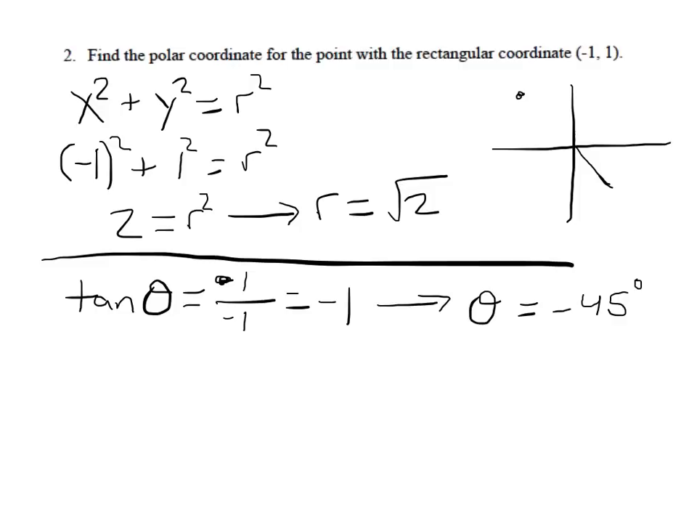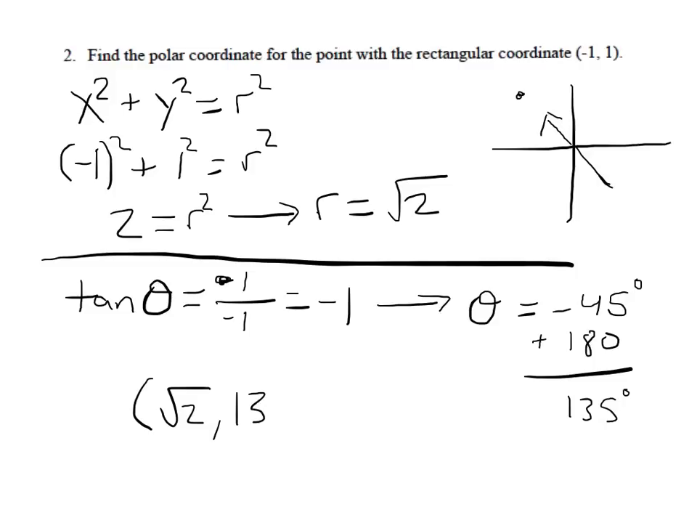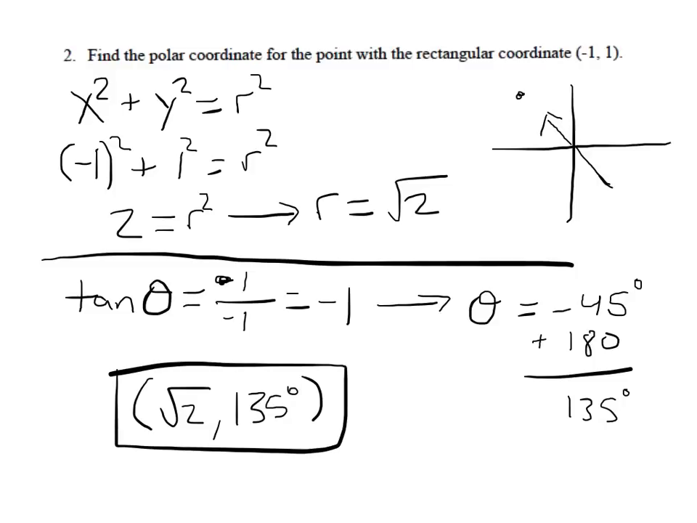We need to add half a turn to this, add 180 degrees. So when I do that, I'm going to end up with it pointing in the direction that I actually want to go. Negative 45, in this case, plus 180 gets me 135 degrees. So my polar coordinates for this would be square root of 2, comma, 135 degrees. That is the answer that I'm looking for.